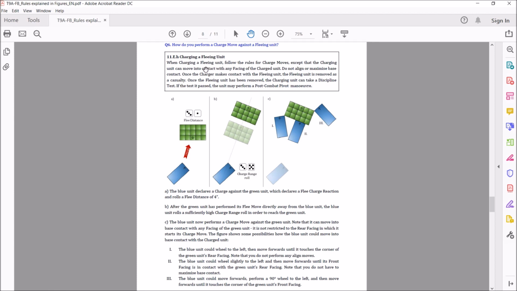And if you notice, you can move into contact with any facing of the charged unit. So in this case, he's going to go all the way out past the unit, wheel 90 degrees, and clip the corner of it here. All legal moves. And then once he's done that, he can take a discipline check and pivot again. Correct. Pivot any way you want. This allows a lot of flexibility on where you end up. Maybe not a lot, but more flexibility than some people think you have. It's nice to use.